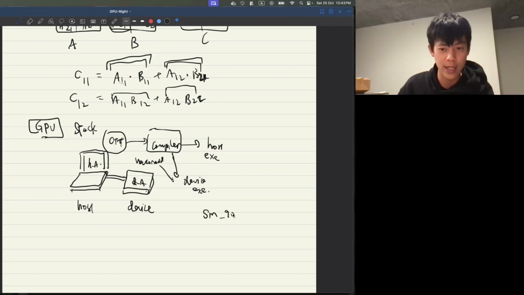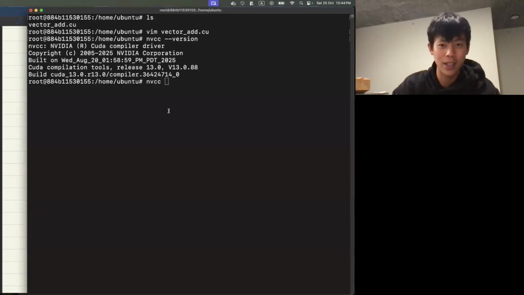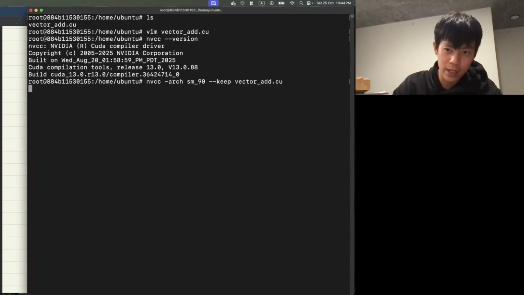So I will use SM90 as the underlying architecture. SM probably stands for streaming multiprocessor, but honestly, it is just a name. So I will just do it. nvcc, so we compile it with an architecture that is SM90. I also want to keep all the intermediate compiler files just to see what it is doing. And then we give it our CUDA C++ program. And this will take a few seconds.